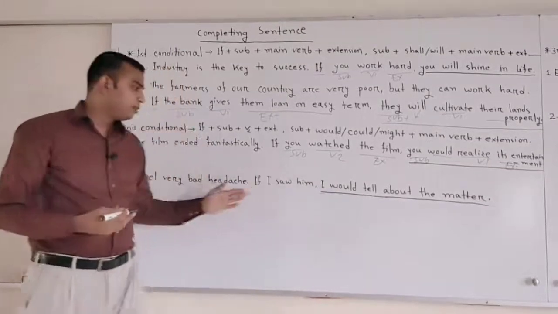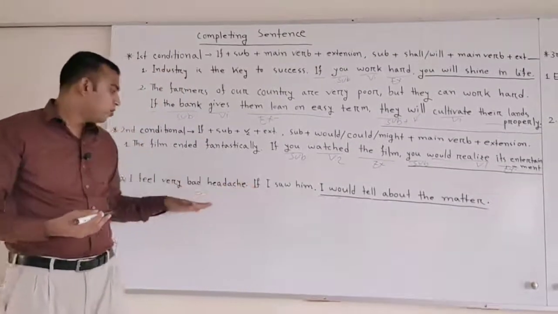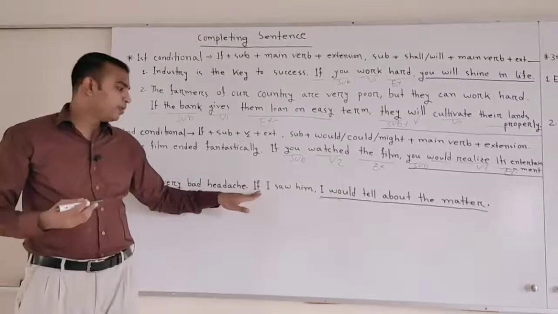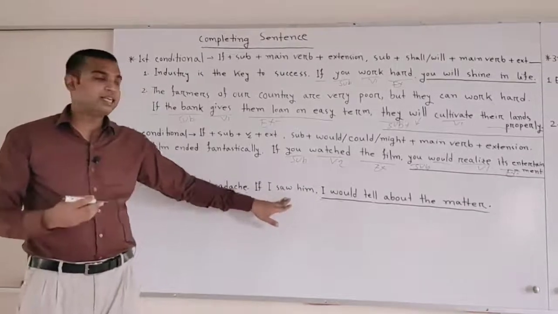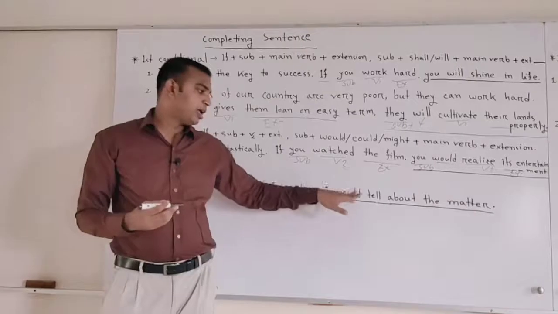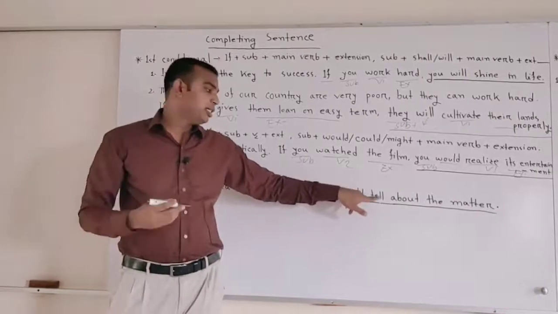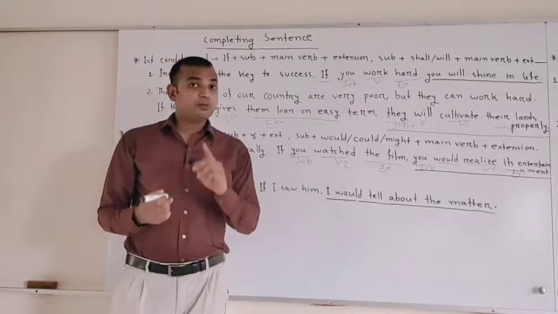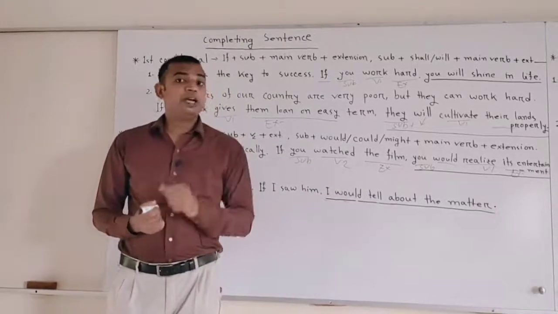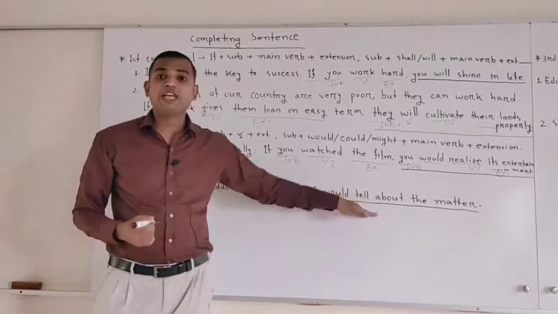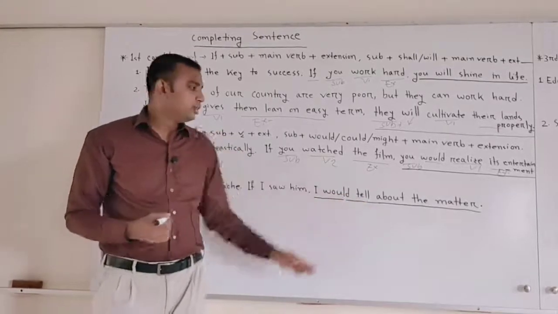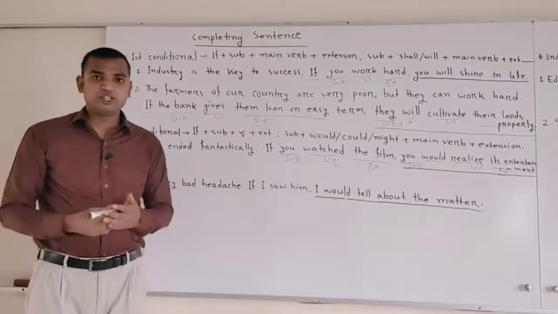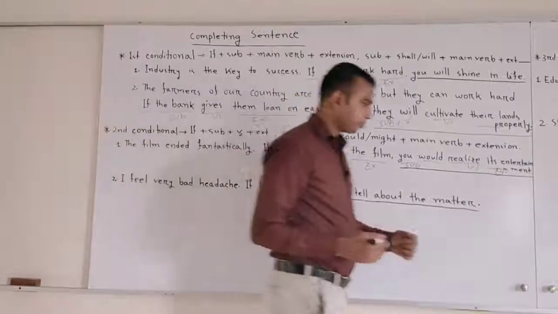So it's very clear to us that when any clause begins with if and we find past indefinite tense, the second clause will be subject plus would, could, might, then you can use main verb, then extension. You have to bear in mind that this will be very relevant information. Okay, so now let's go back to our third conditional. Keep on watching.